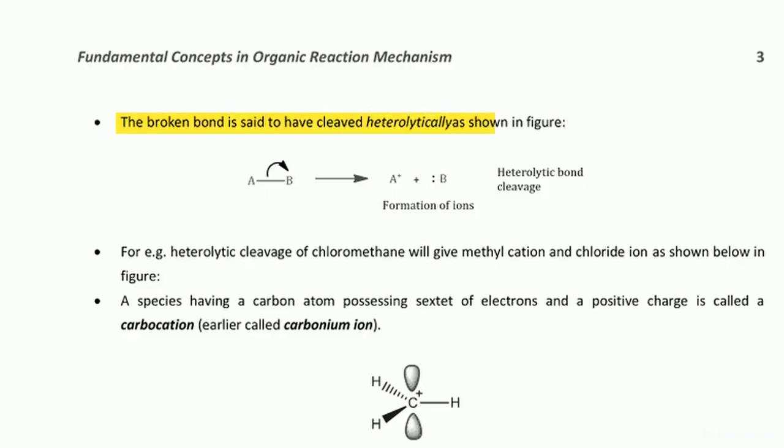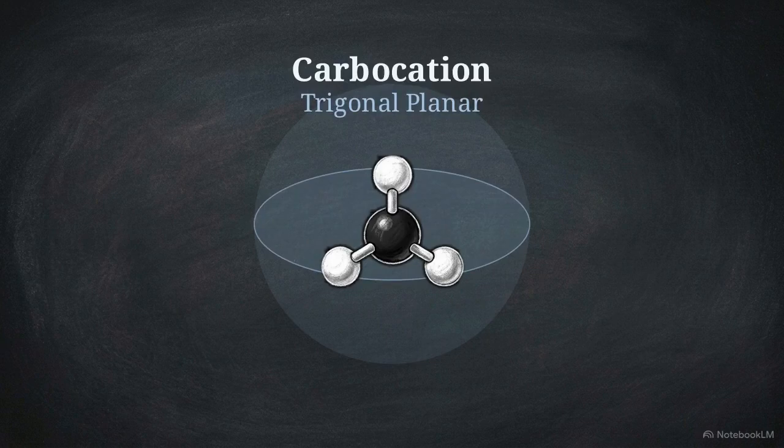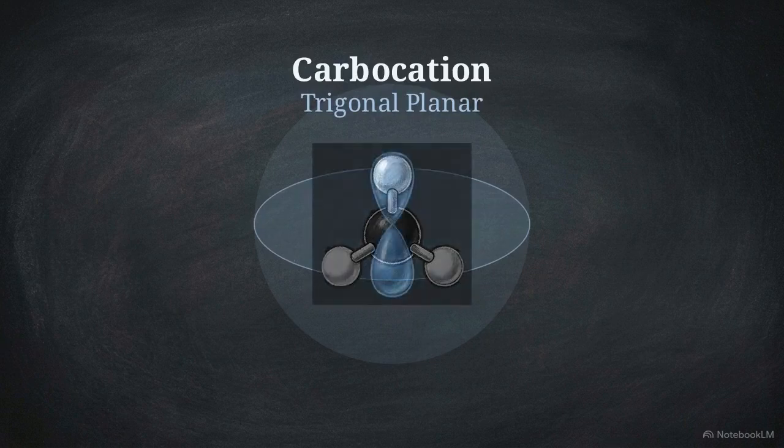This sequence often begins with a process called heterolytic bond cleavage. As shown in this document, the bond breaks asymmetrically, pushing shared electrons onto one fragment and creating distinct ions. Looking at the center, the carbon atom forms a carbocation. It assumes a trigonal planar geometry, defined by an empty, unhybridized p orbital.